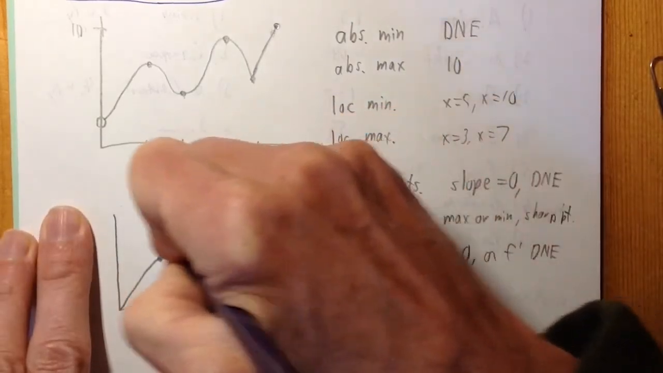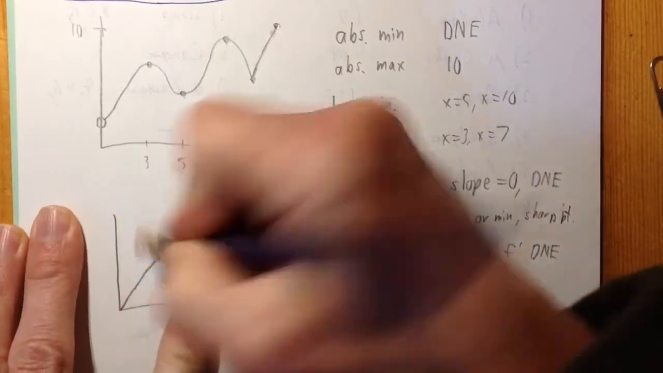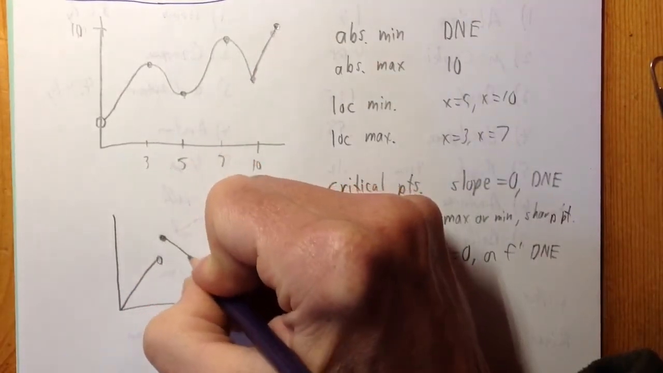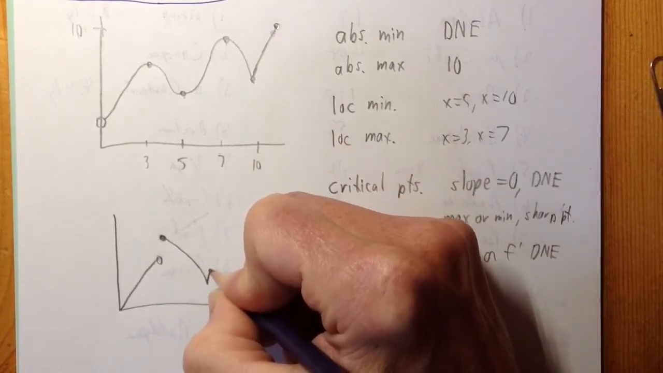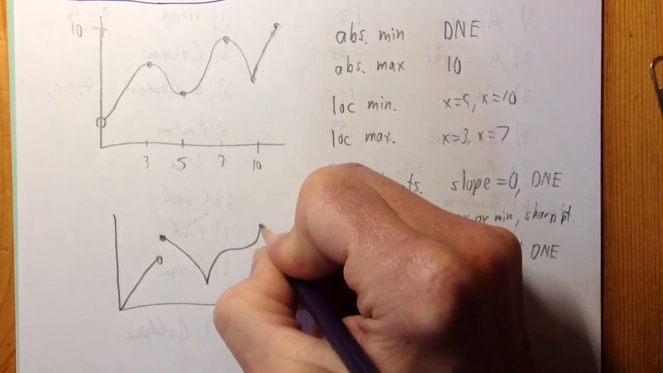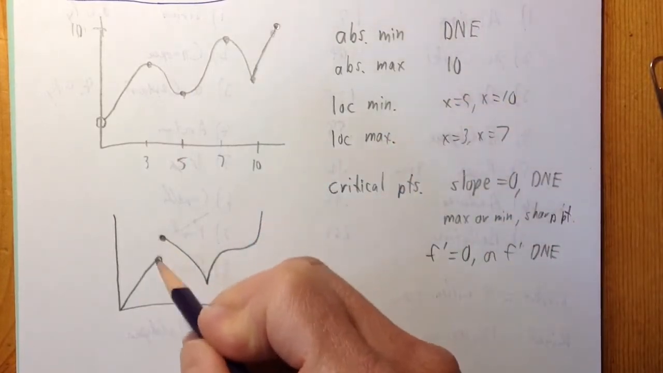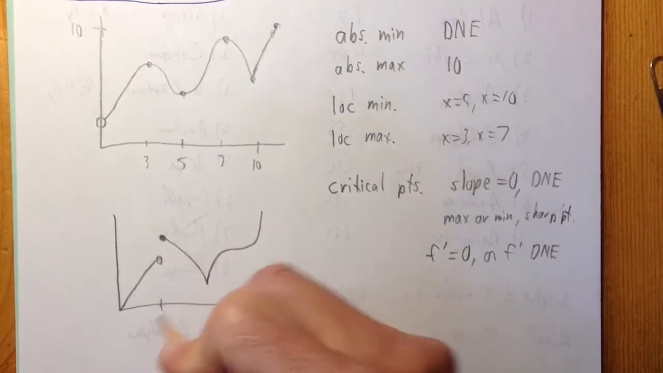So actually, let's make it even more clever. Let's say it goes the other way. Let's put an open circle here and a circle there, and then it goes down, and then we have a sharp point, and then it goes like this. That's a tricky one. Okay, at this point here, the derivative doesn't exist, right? I mean, it's discontinuous. So this would be a critical point.